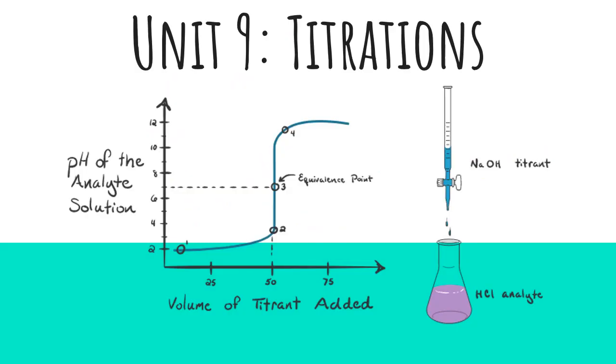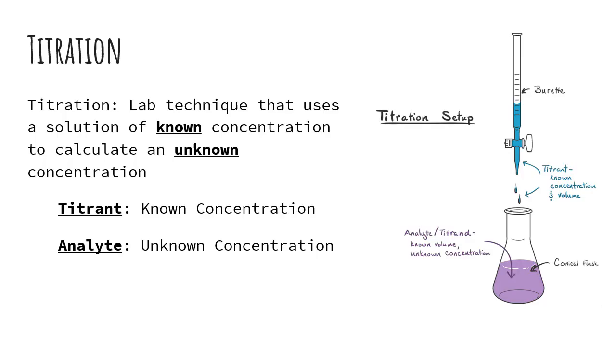All right, y'all. We're in our final set of notes for this unit where we're going to talk about something called a titration. A titration is a lab technique that often uses acids and bases. It is used to take a solution of known concentration in order to calculate the concentration of an unknown solution. We typically use acids and bases for this because we can easily see when the reaction is complete by using indicators.